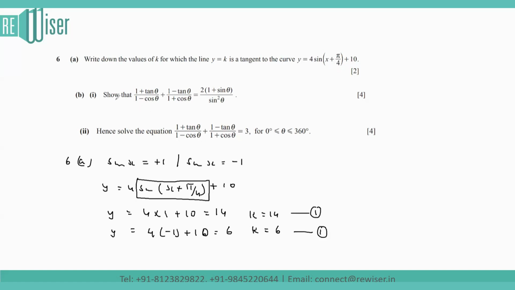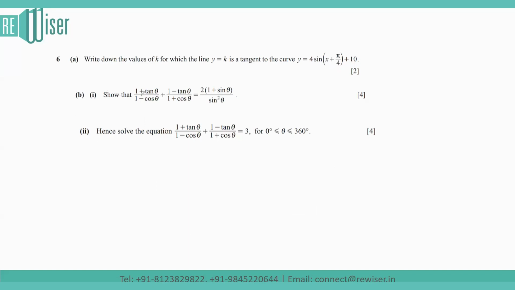Now moving on to the B part 1 of the question, they have asked, show that (1 plus tan theta) by (1 minus cos theta) plus (1 minus tan theta) by (1 plus cos theta) equals twice (1 plus sine theta) over sine square theta. To answer B part 1, we'll first take an LCM. The LCM becomes 1 minus cos square theta, because (1 plus cos theta) into (1 minus cos theta) applies the formula (a plus b) into (a minus b) to get a square minus b square.